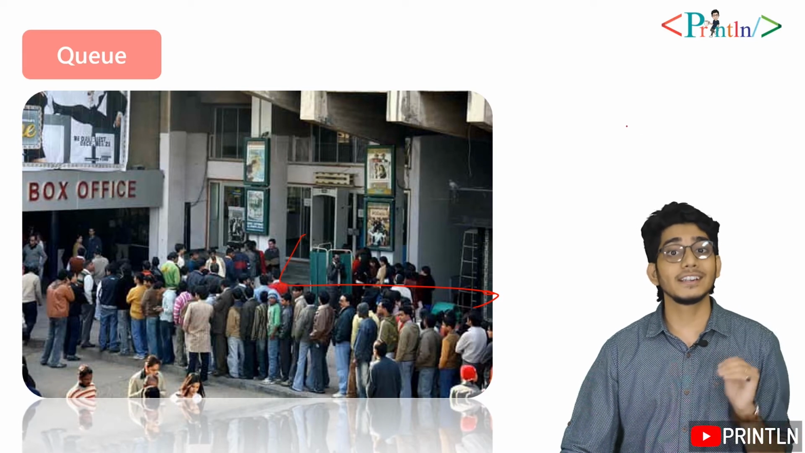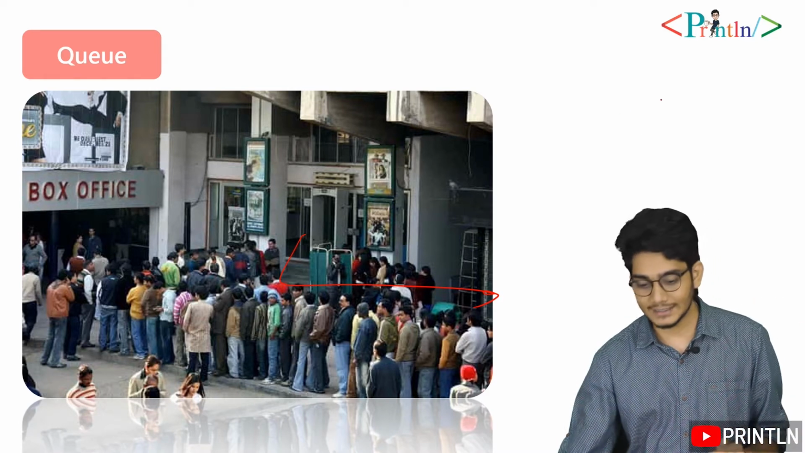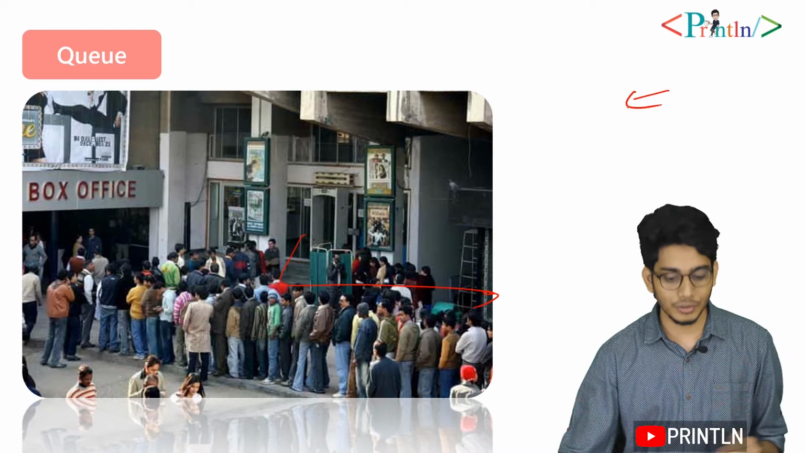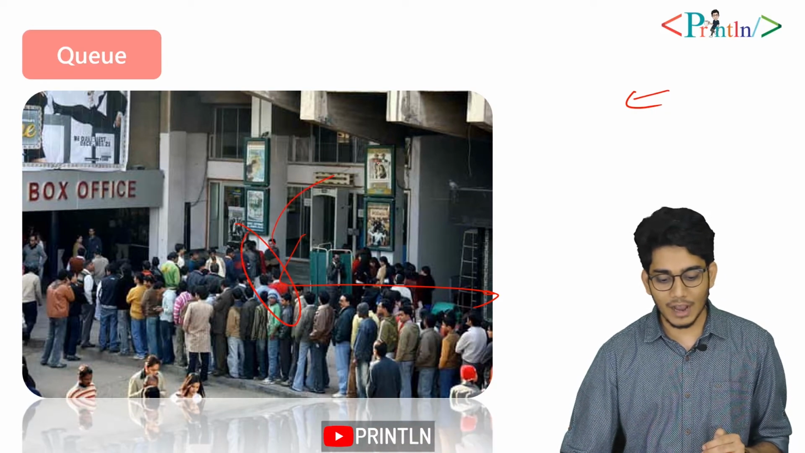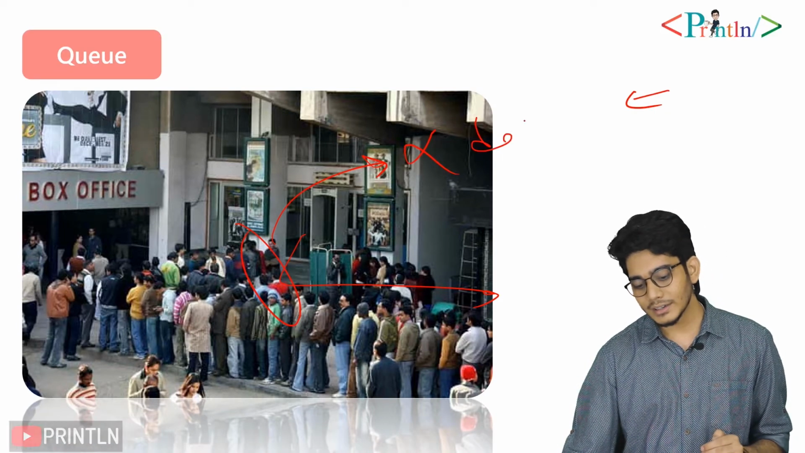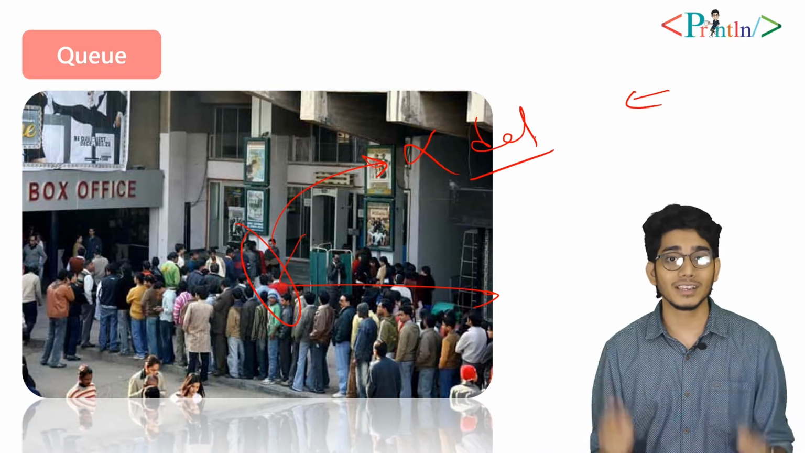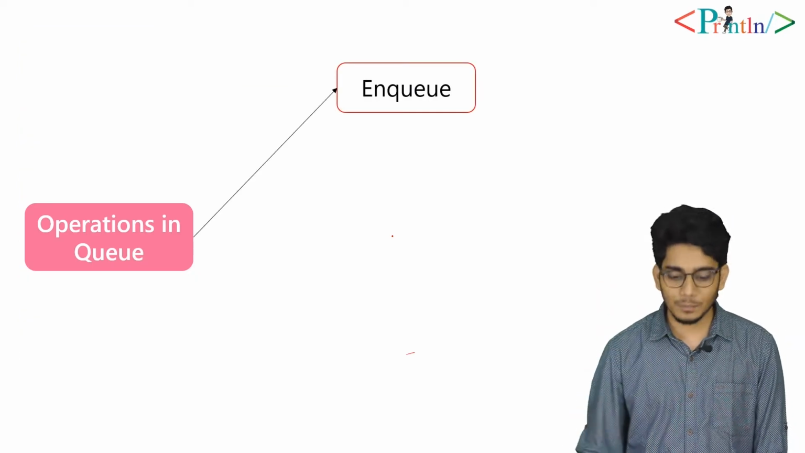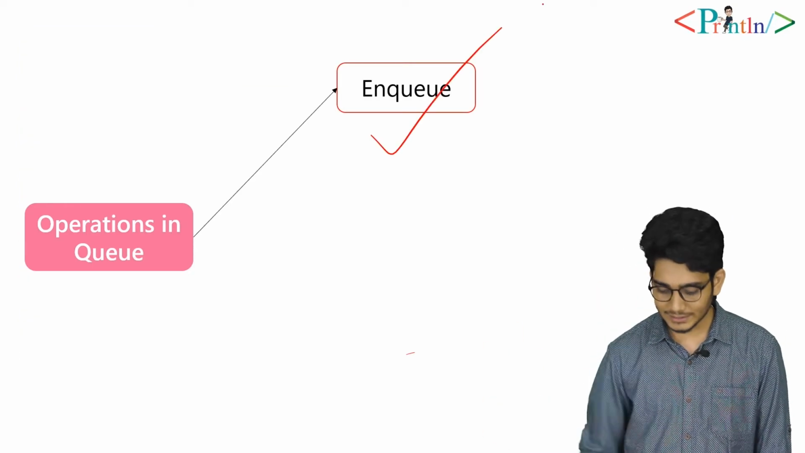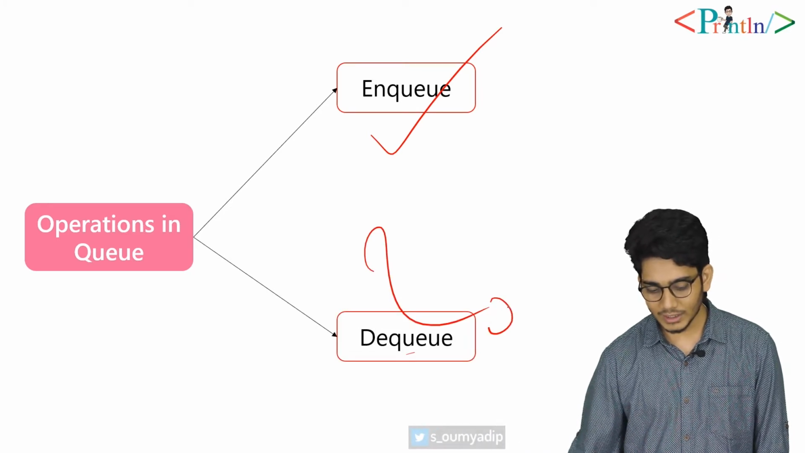We have already discussed the enqueue method, which is for adding anything into the queue. Now we'll talk about how we can remove or delete an element from the queue. So in a queue we have two operations. One is enqueue, which we have already discussed. Now we'll talk about dequeue.